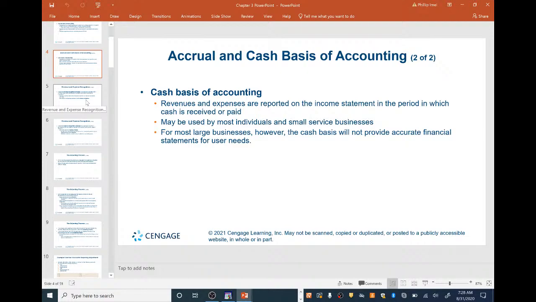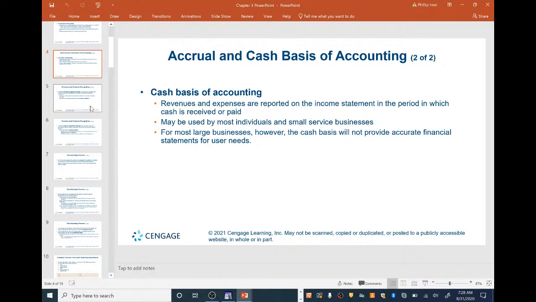So now let's talk about the cash basis of accounting. Obviously, on the cash basis of accounting, the name kind of gives it away. Here we're going to be concerned with when the cash is actually switching hands. So it says here revenues and expenses are going to be reported on the income statement in the period in which cash is received or paid.